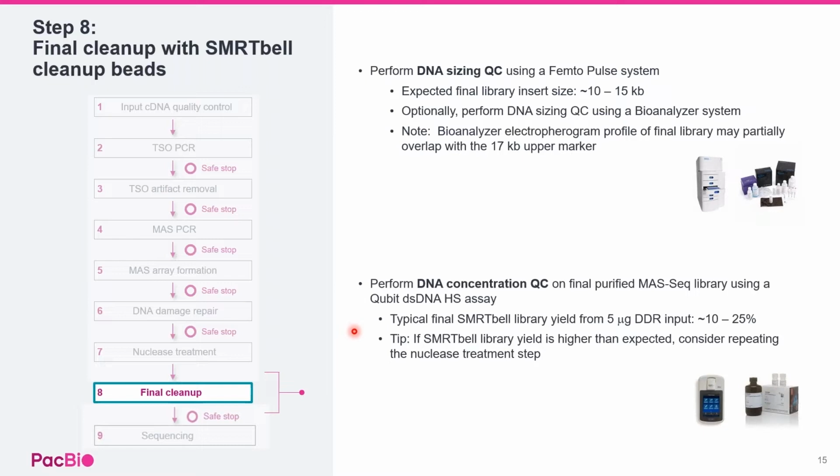DNA concentration QC is performed using the Qubit dsDNA high sensitivity assay kit. The typical final SMRTbell library yield, starting with 5 microgram input into the DDR step, is around 10 to 25%. A troubleshooting tip: if the SMRTbell library yield is higher than expected, so if the yield is greater than 35%, verify the size of the library via Femto Pulse.